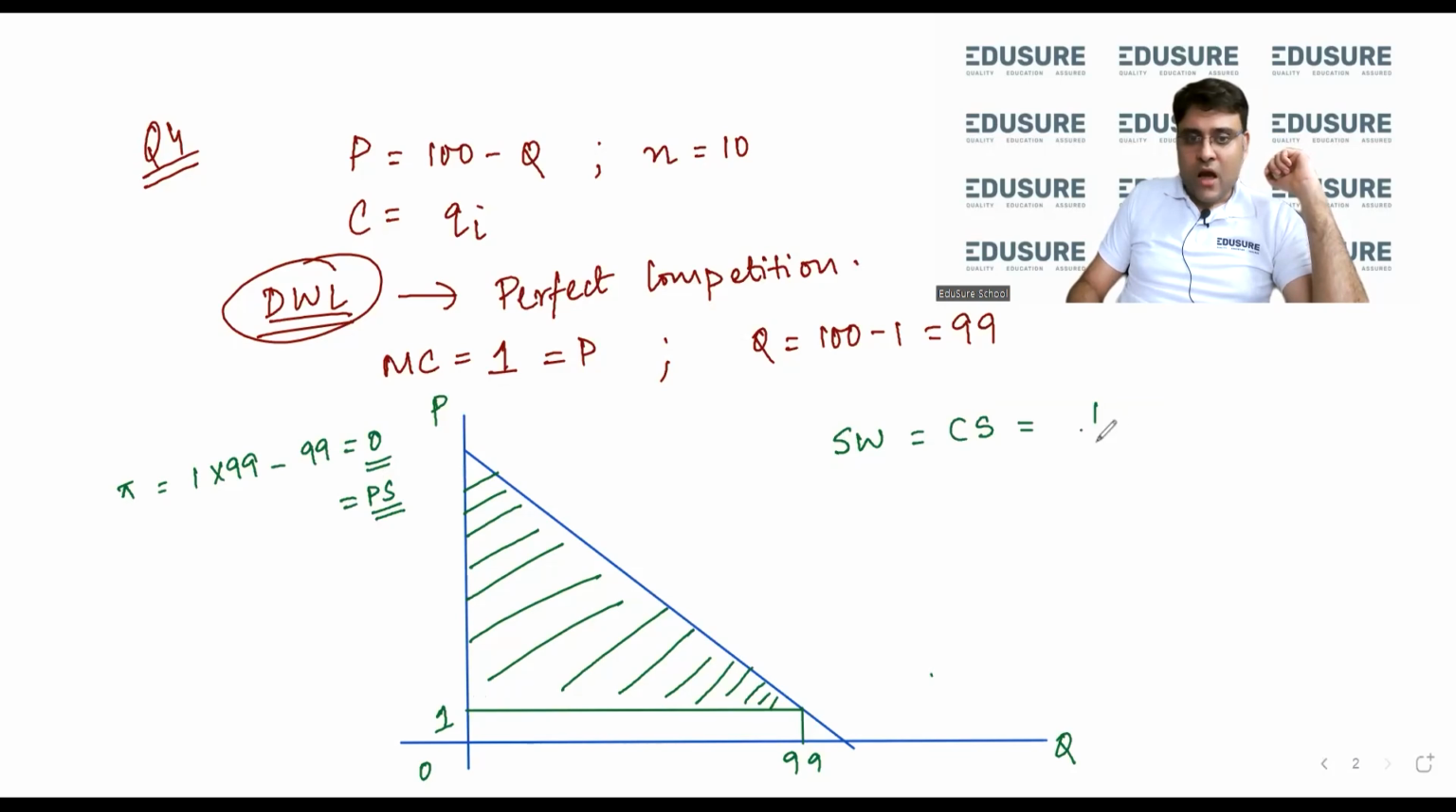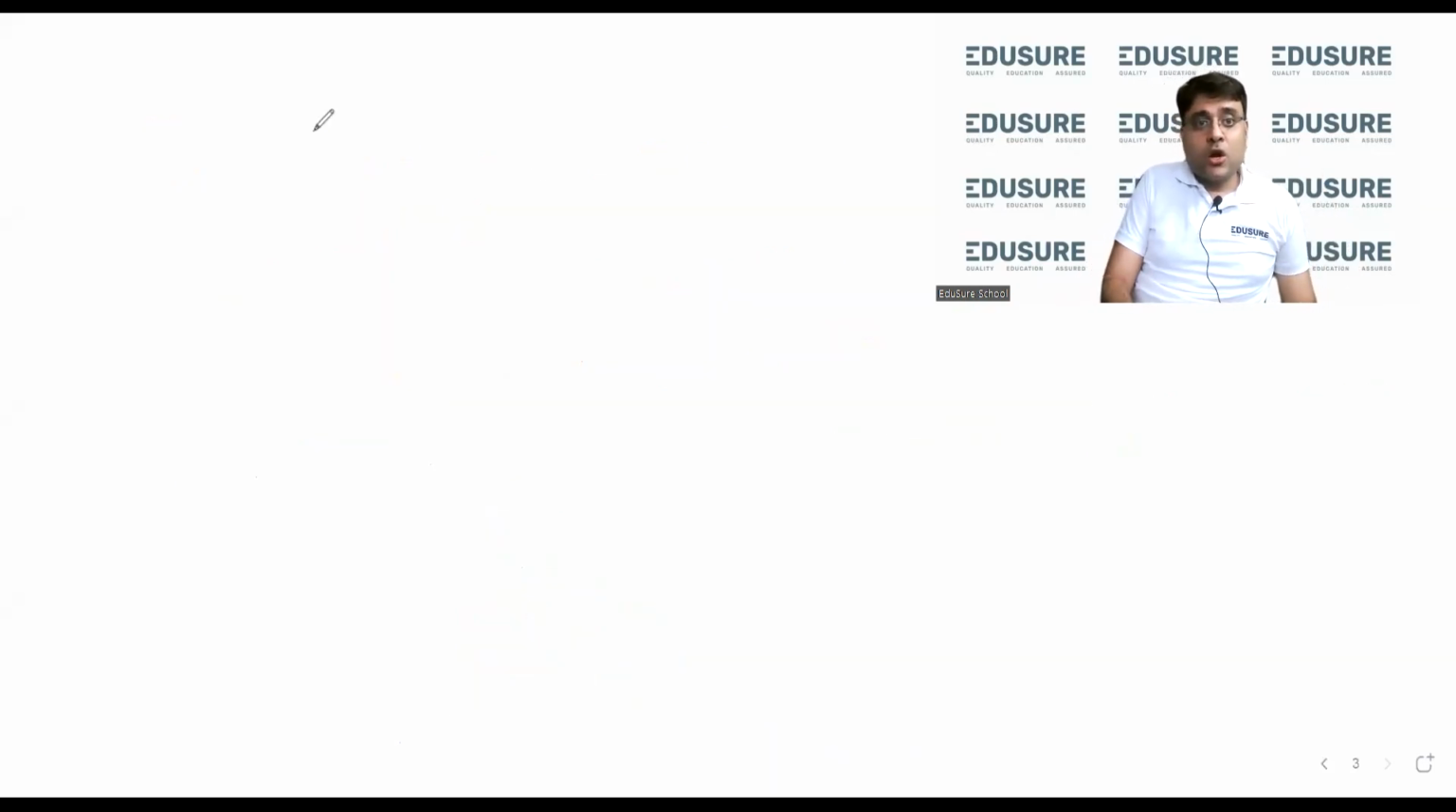Consumer surplus is half into 99 into 99. This is the social welfare under perfect competition. Now let's go into the quantity rivalry, which is the Cournot equilibrium.